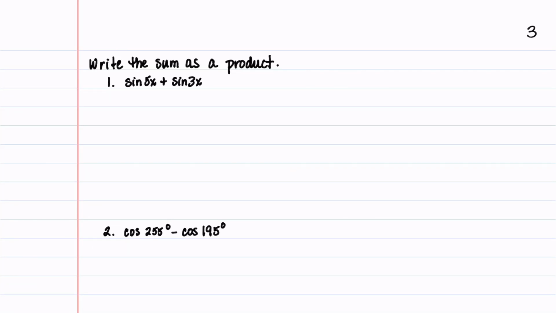In this video, I'm going to show you exactly how to write a trigonometric sum as a product. Our first example is sine 5x plus sine 3x. We'll begin by writing the sum to product identity.